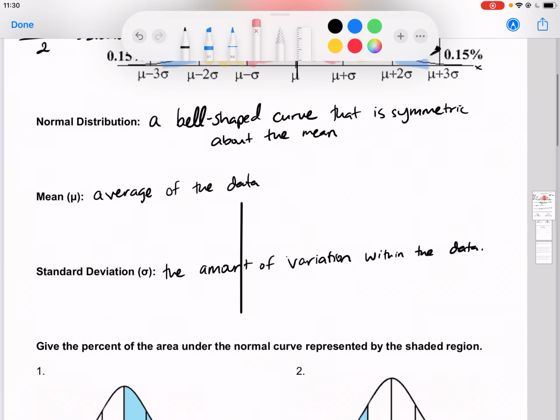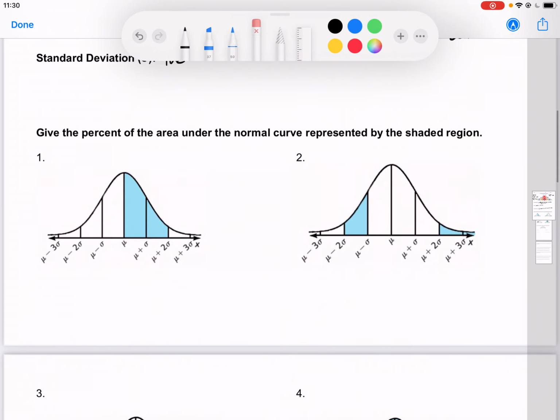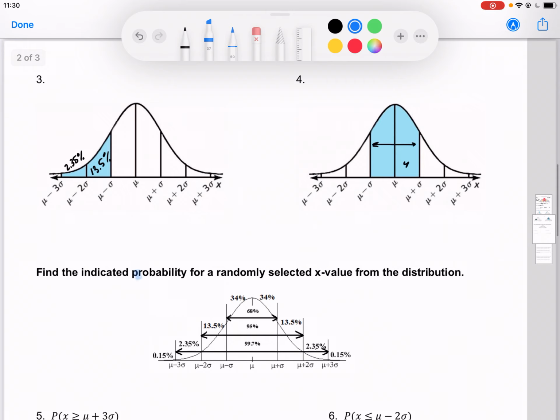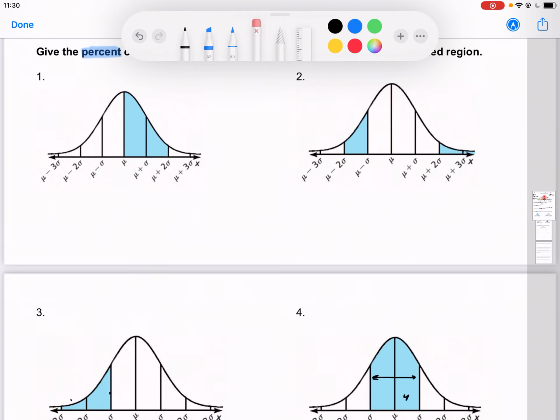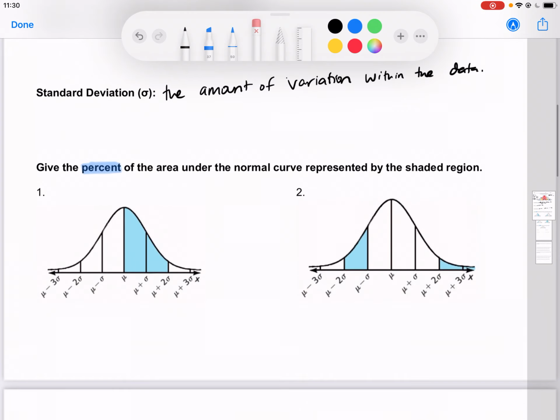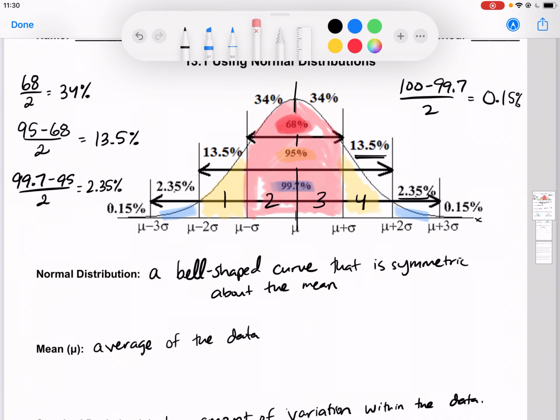So let's see how to apply this. When you go into problems, it is really important that you check to see what word they use. Do they use the word percent or do they say probability? A percent is going to be just like these values right here.